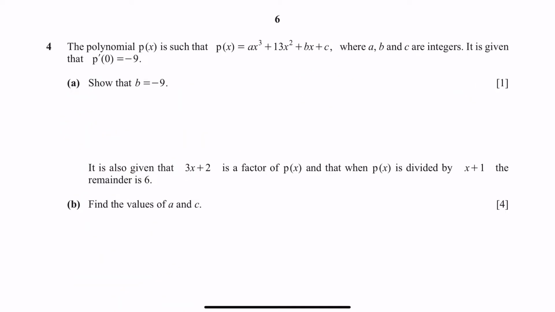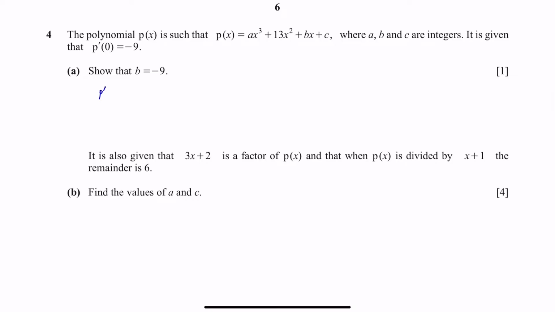Question 4. We have a polynomial p(x) equals ax cubed plus 13x squared plus bx plus c, and it's given that p prime of 0 is equal to negative 9. Show that b equals negative 9. So now we need to differentiate p(x). We have p prime of x equal to 3ax squared plus 26x plus b.